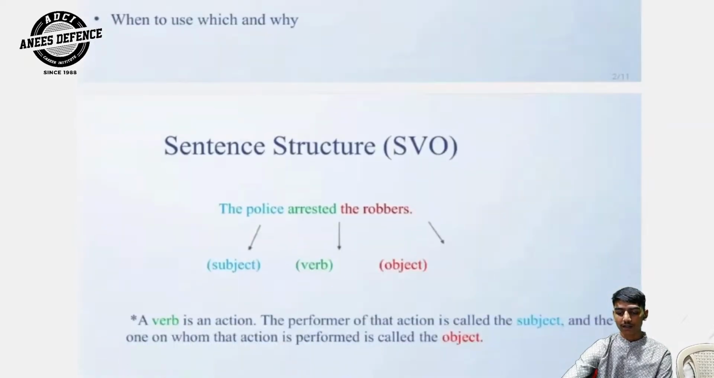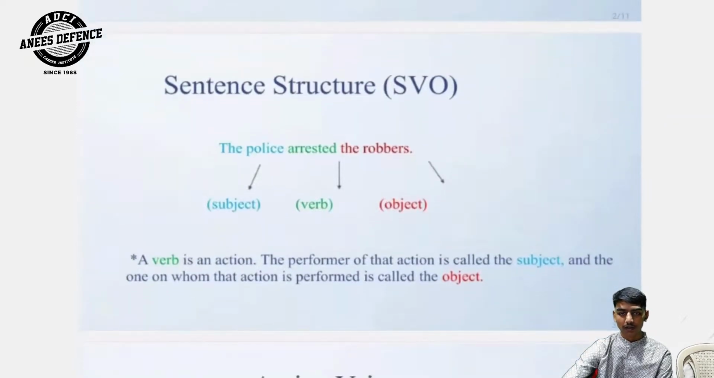Next we have sentence structure. As we know, sentences are formed by subject, verb and object. So we have an example: The police arrested the robbers. Here the subject is the police, arrested is the verb, the robbers is the object. A verb is an action. The performer of that action is called the subject, and the one on whom the action is performed is called the object.